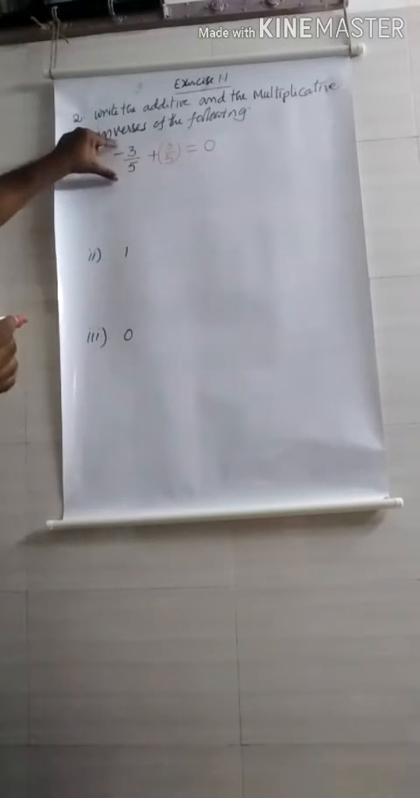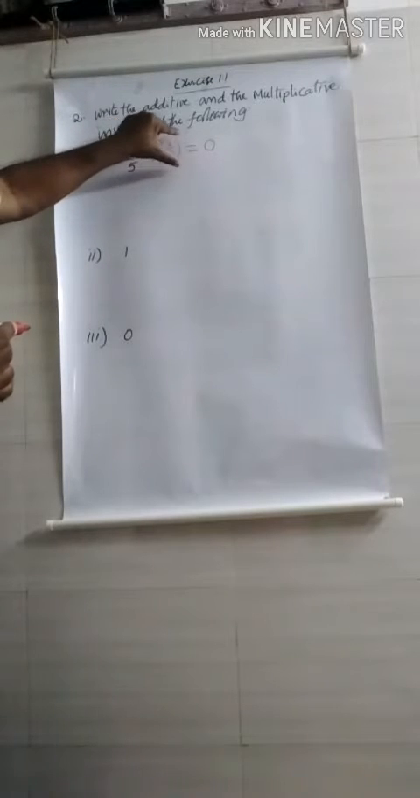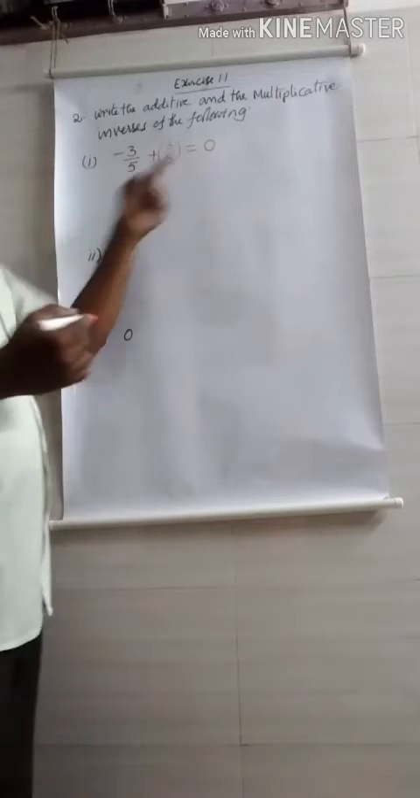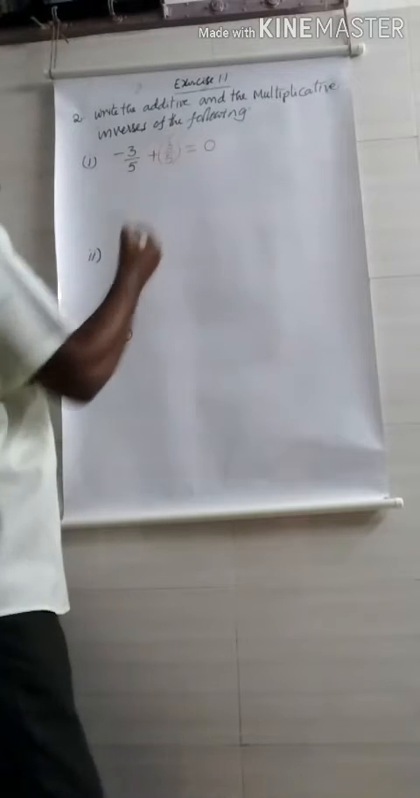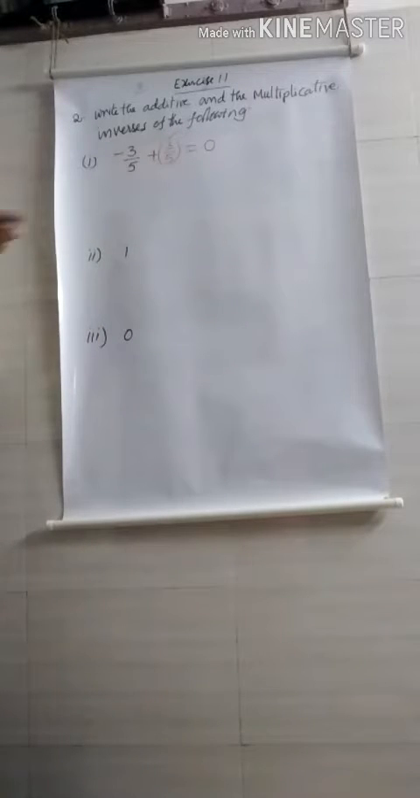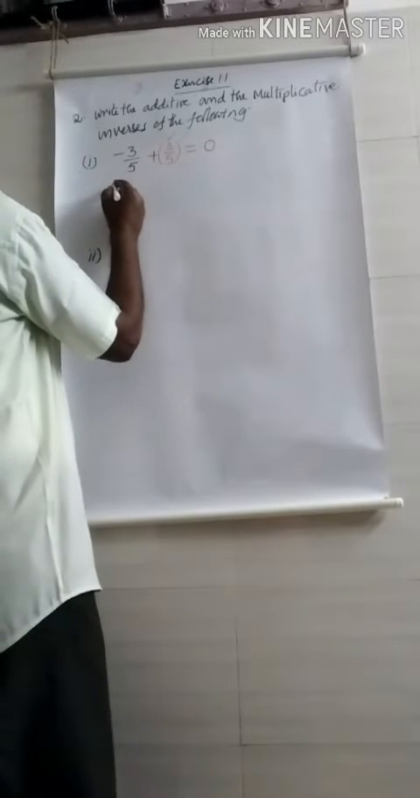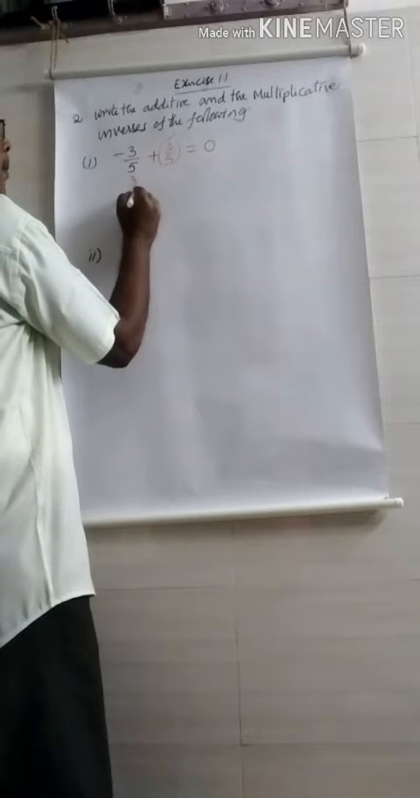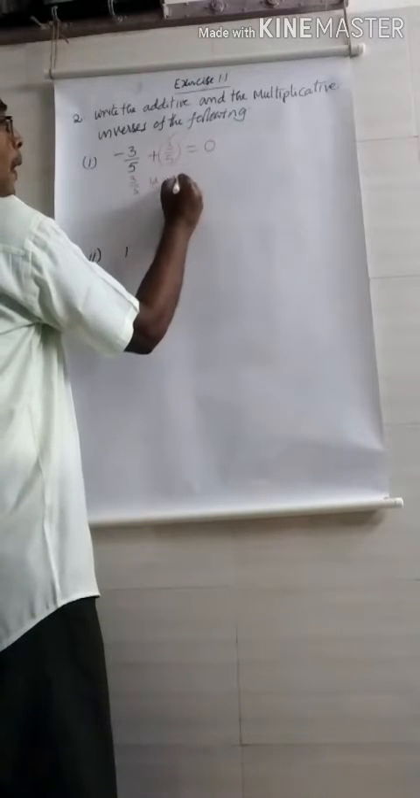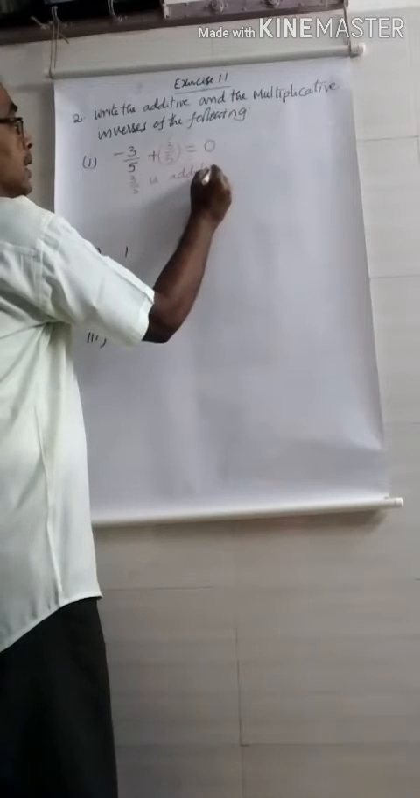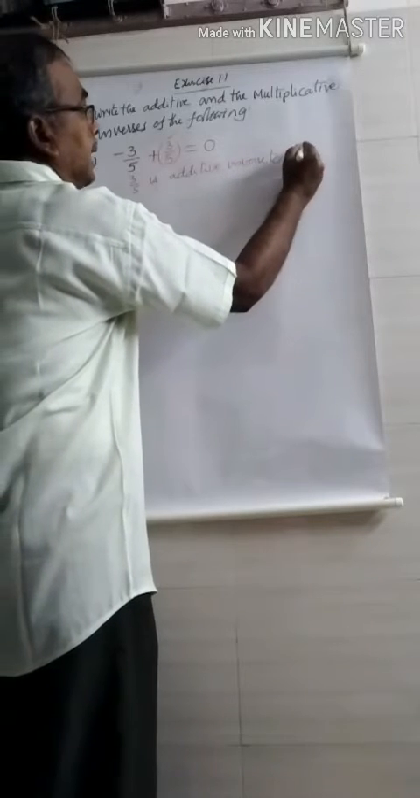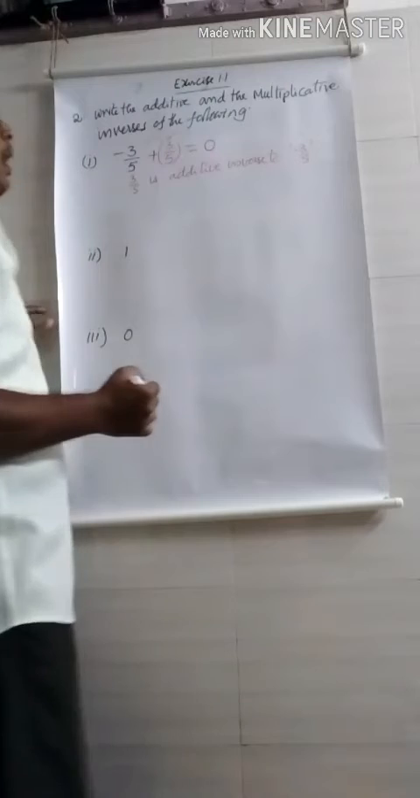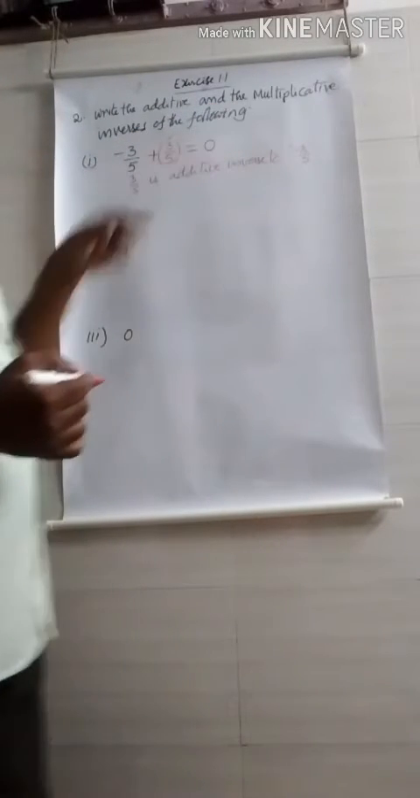Now you read it: -3/5 plus 3/5 equals 0. When we add 3/5, then we get 0. So here 3/5 is the additive inverse. 3/5 is the additive inverse to -3/5. So here you write, 3/5 is additive inverse to -3/5. Now one more we need. What is that? Multiplicative inverse.